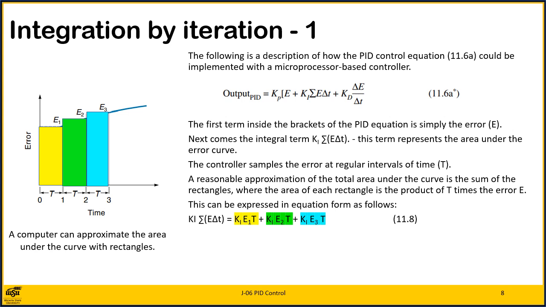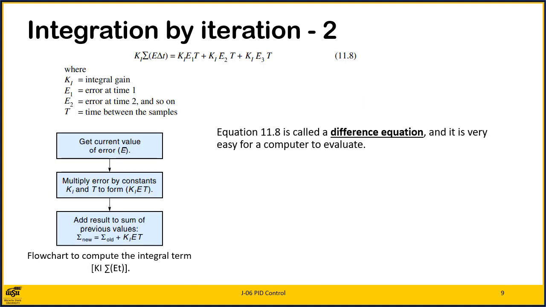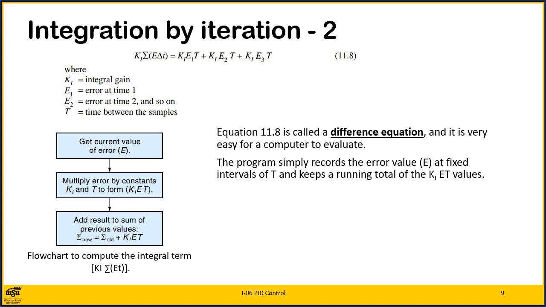This is equation 11.8, where Ki is the integral gain, E1 is the error at time 1, E2 is the error at time 2, and so on. T is the time between samples. Equation 11.8 is called a difference equation, and it is very easy for a computer to evaluate. The program simply records the error value E at fixed time intervals of T and keeps a running total of the Ki E T values. At any time, the integral term Ki epsilon E delta T equals this total.